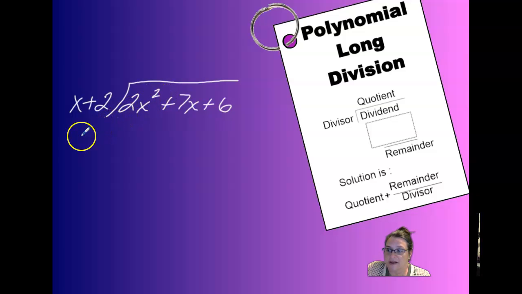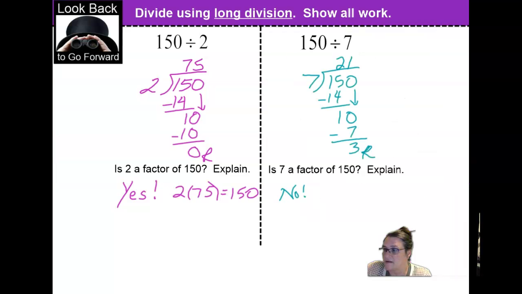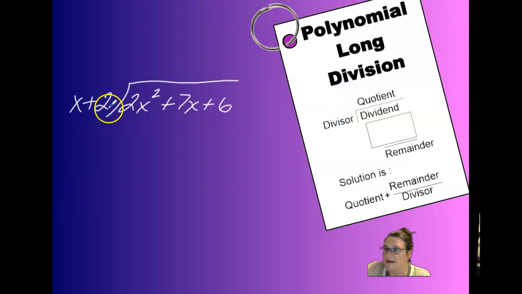And when we want to do that algorithm to divide x plus 2 into 2x squared plus 7x plus 6, I'm going to focus my attention on the first term in each polynomial and ask myself, what do I multiply times x to get 2x squared, right? I'm asking myself, like I did in this integer division, what do I multiply times 2 to get as close to 15 as possible evenly, without going over? So that's what I'm looking at here. What do I multiply times x to get as close to 2x squared as possible without going over? And the answer is 2x.